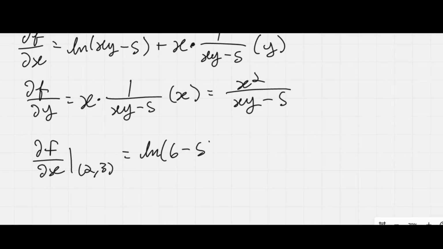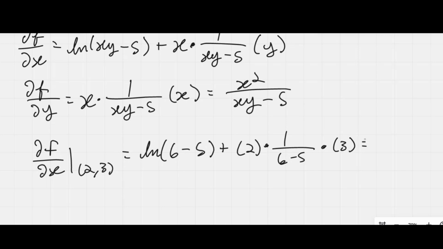6 minus 5, because 2 times 3 is 6. So ln(6 minus 5) plus 2 times, again, (6 minus 5) times 3. All right, let's do some quick maths. Ln(6 minus 5) is the same thing as ln 1. Ln of 1, if you don't know, is essentially 0, because e to the power of 0 is 1.